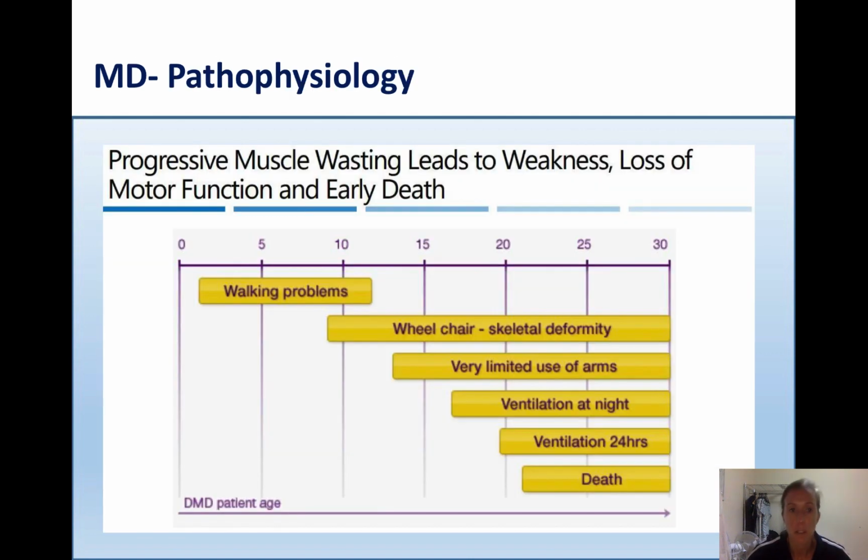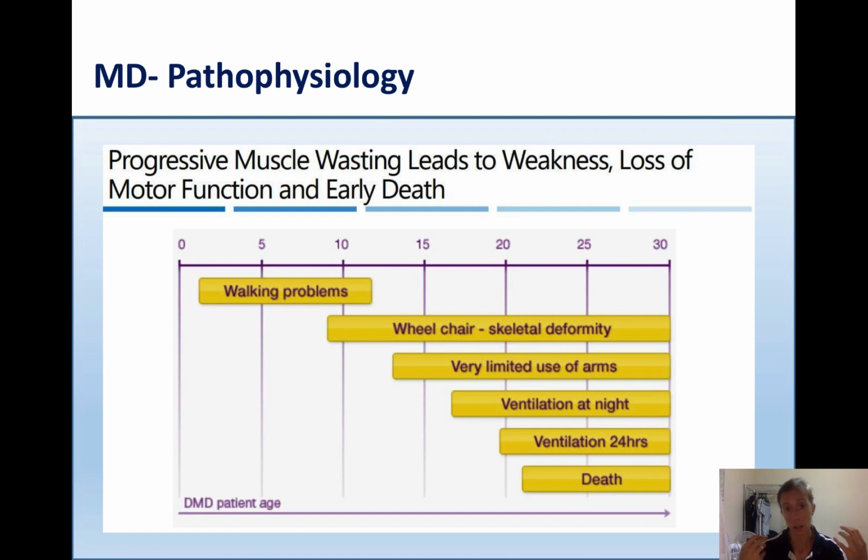So there's just a bit of a visual here on your progressive muscle wasting, which is obviously going to lead to weakness, loss of motor function, and ultimately early death. If you look at the timeline, we've got a DMD patient between 0 to 30 years. Initially, we start to see some walking problems within the first couple of years of life, and this can go to sort of post 10 years. Then we're going to see the individual be wheelchair bound, and progressive skeletal deformity is going to occur.